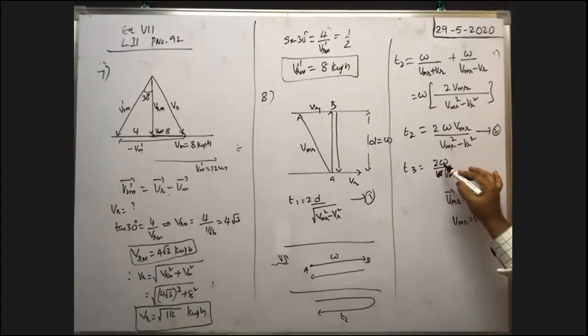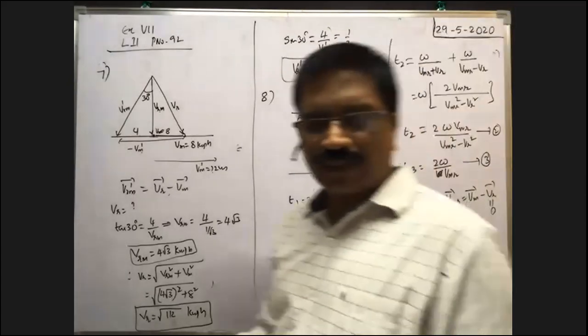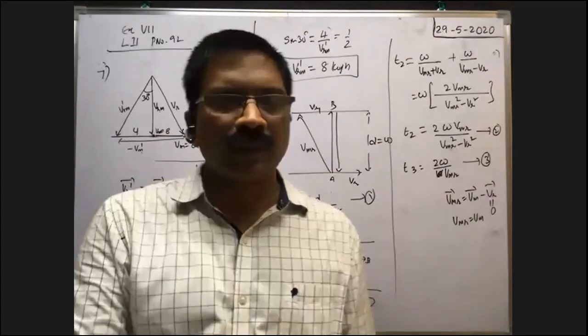Actually, here we have 2ω divided by the velocity of the man in still water, which is equal to the velocity of the man in the river. That's why 2ω by VMR. That is equation 3. Now we have to solve all this. We have to obtain the only relation between them.